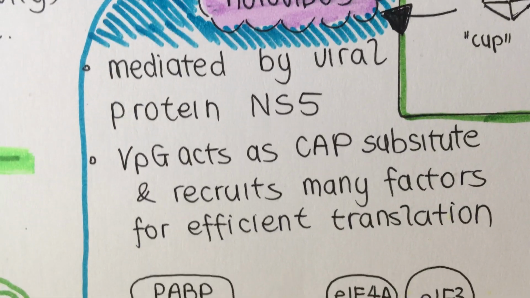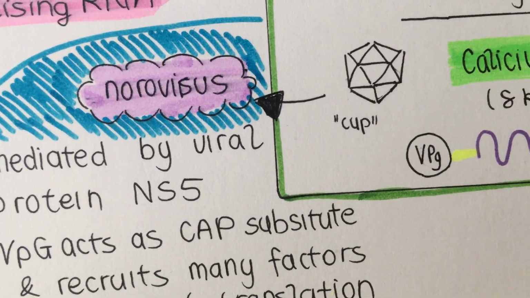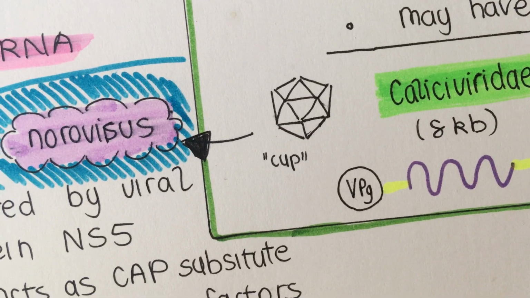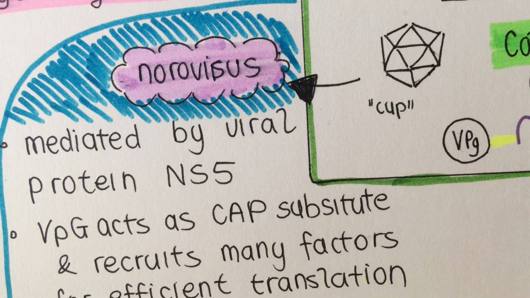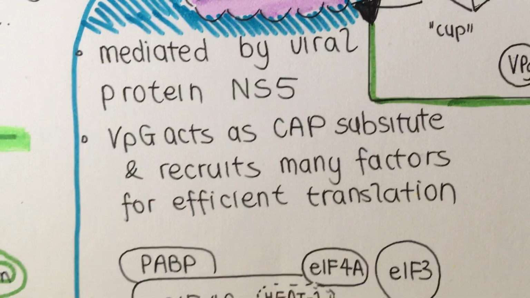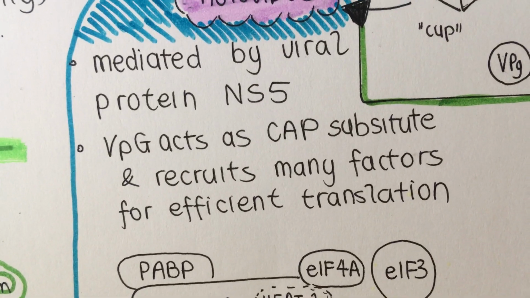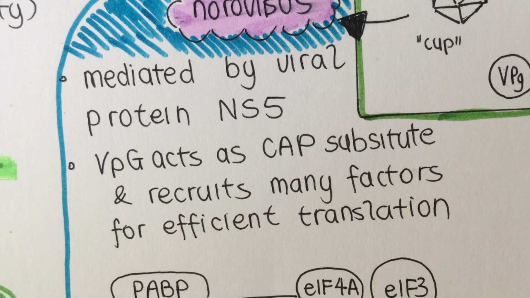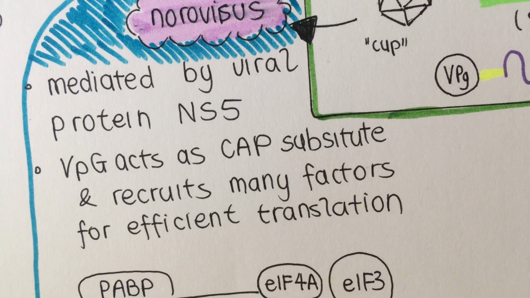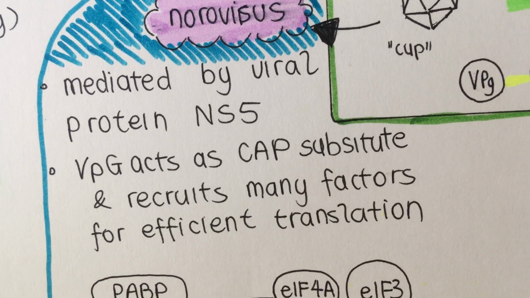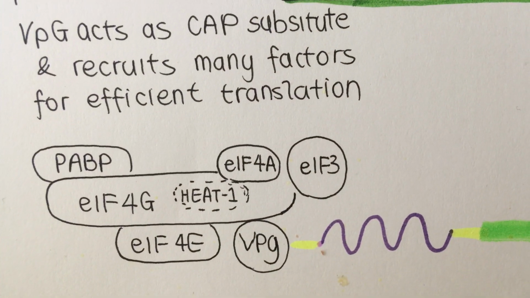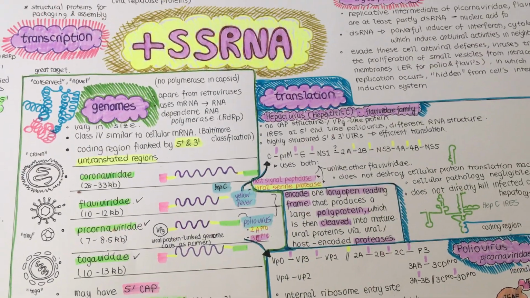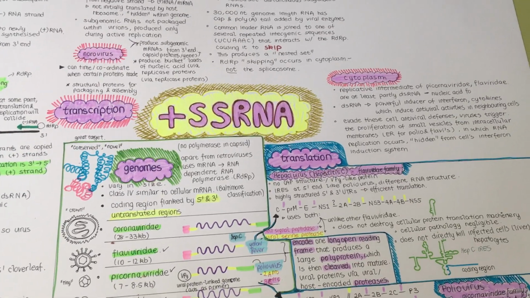Okay, now on to the next translational control mechanism, norovirus. Norovirus controls translation by using VPg, or the viral protein linked genome, as a cap substitute, and it recruits many factors which then enable it to replicate in a timely manner. Okay, so this is all of the positive single-stranded RNA viruses.